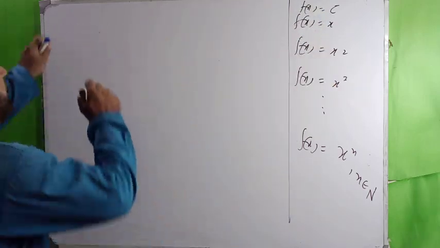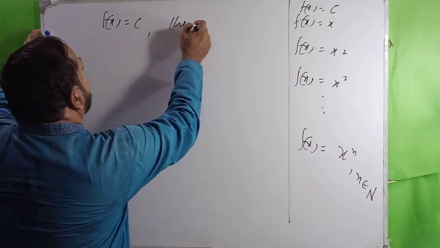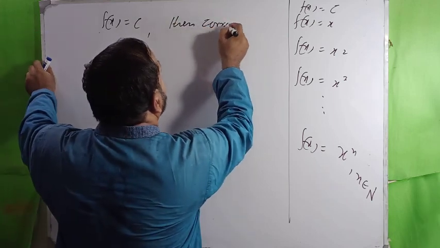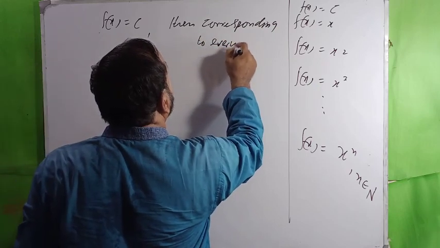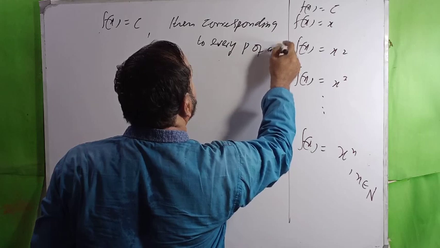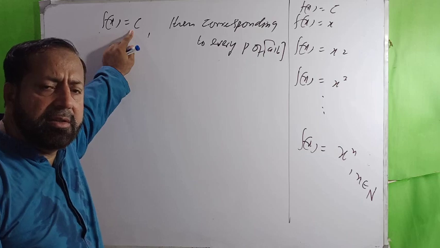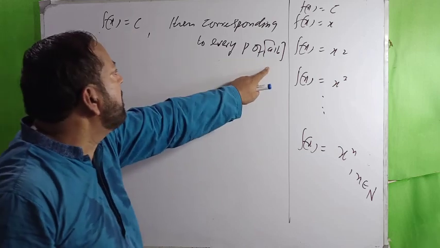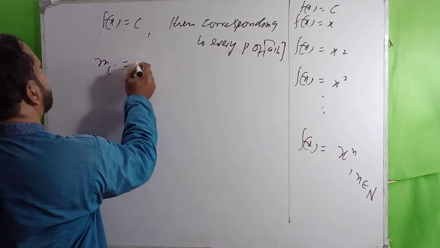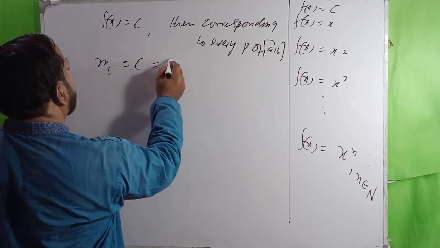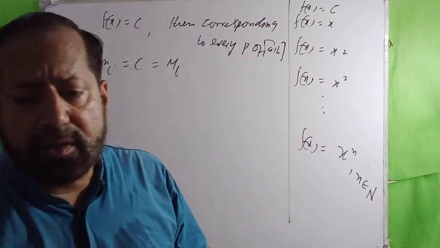So if f(x) is equal to c, a constant function, and you want to integrate it over a closed interval a b, then of course corresponding to every partition P of a b, you have mi equal to c, which is equal to capital Mi as well. Since the function is constant, we are not changing the values.